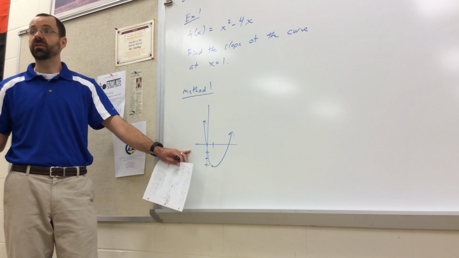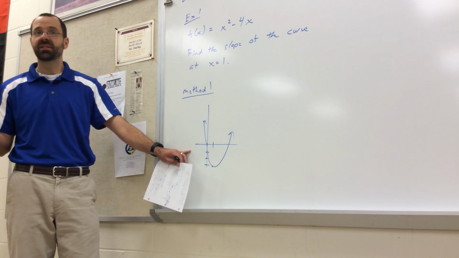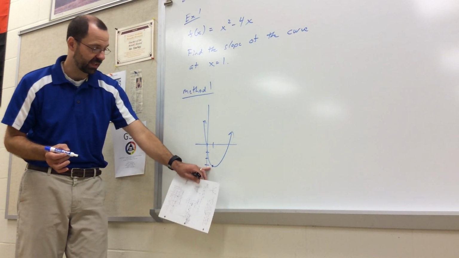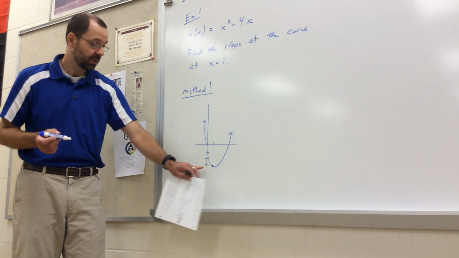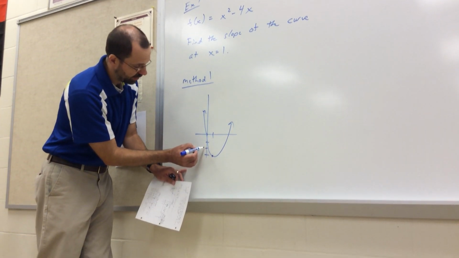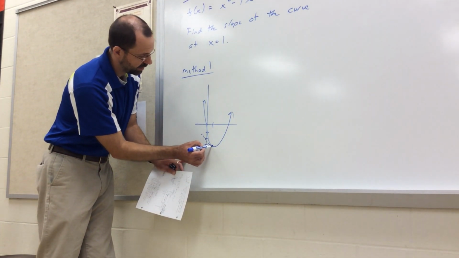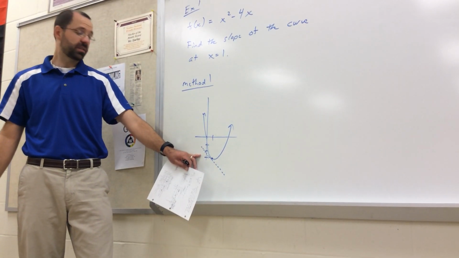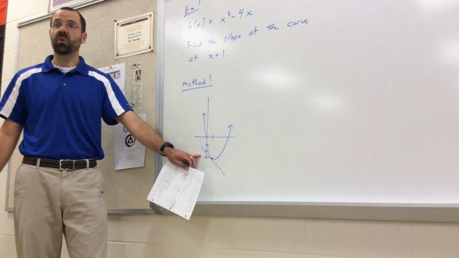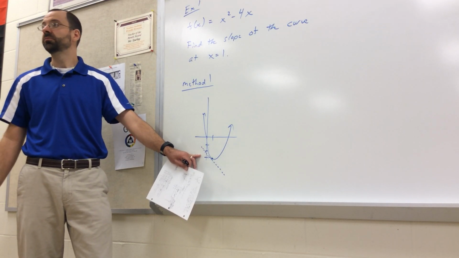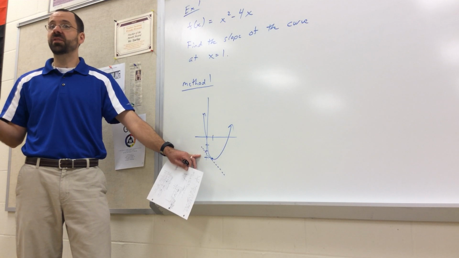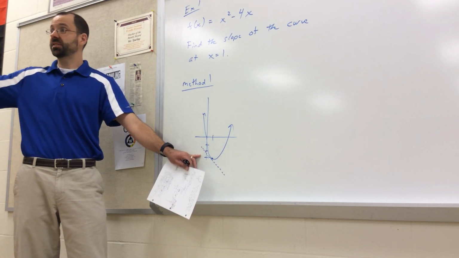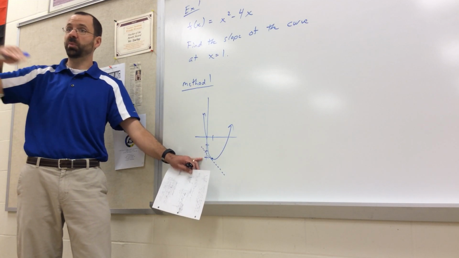Okay, and the task that I've been asked to do is, right here is the point that I care about, x equals 1. And I'm trying to find out how steep it is there. So I'm going to draw in the tangent line. And that tangent line will represent the steepness of the curve at that point. So is my final answer going to be positive or negative? It's going to be negative, right? Because this tangent line that I drew in is sloping downward.